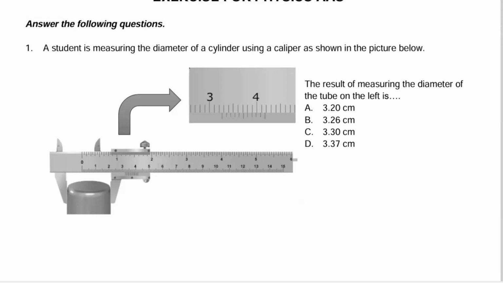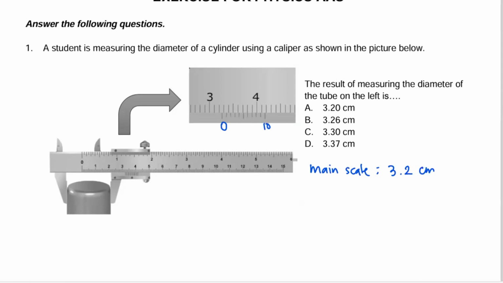For the main scale, we can see here that the zero of the vernier stops after 3.2. So the main scale reading is 3.2 centimeter.